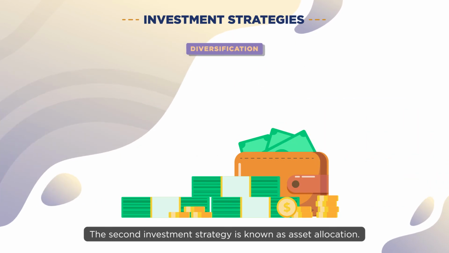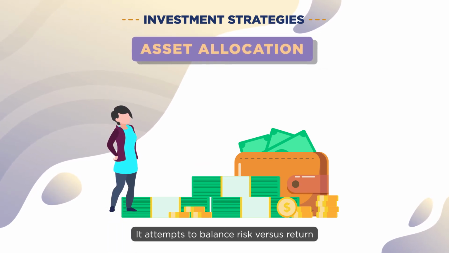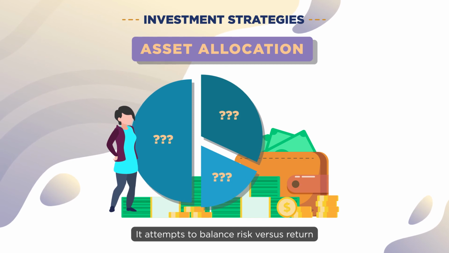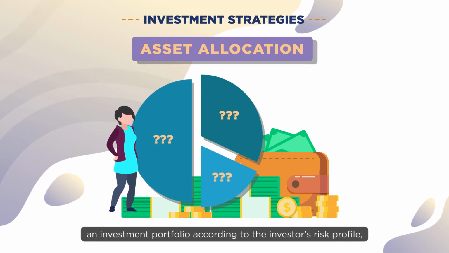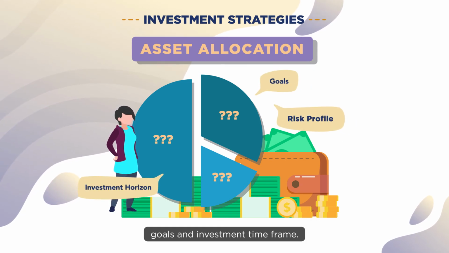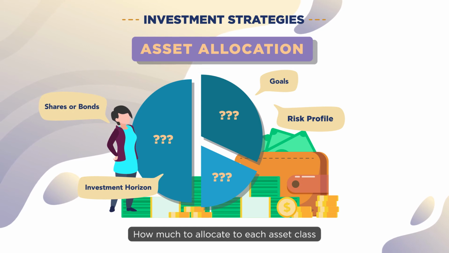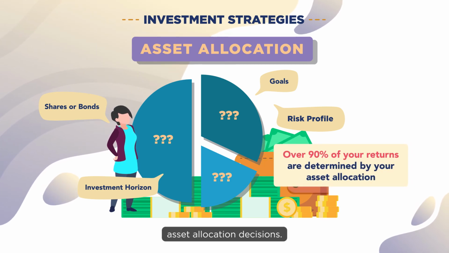The second investment strategy is known as asset allocation. It attempts to balance risk versus return by adjusting the percentage of each asset in an investment portfolio according to the investor's risk profile, goals, and investment timeframe. How much to allocate to each asset class is important, as studies have shown that over 90% of your returns are determined by your asset allocation decisions.